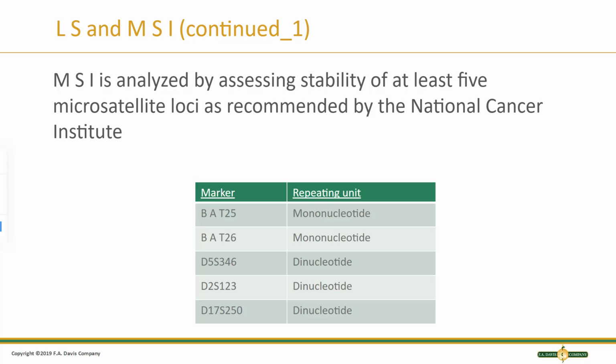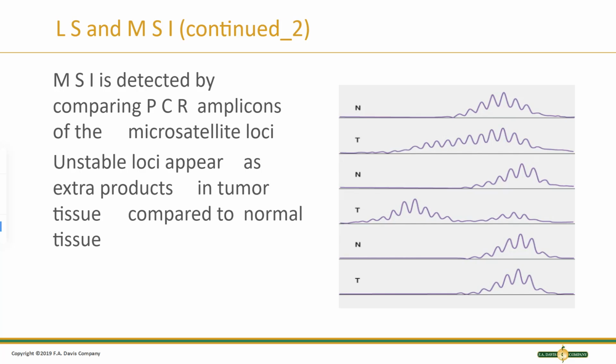MSI is analyzed by assessing the stability of at least 5 different microsatellite loci, and it's recommended by the National Cancer Institute. MSI is detected by comparing PCR amplicons of the microsatellite loci. Unstable loci appear as extra products in tumor tissue compared to normal tissue.